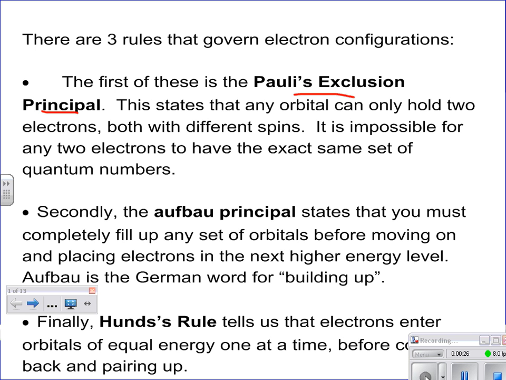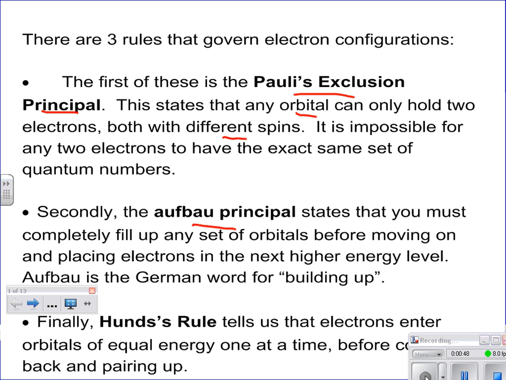But what Pauli's exclusion principle says is that it's not possible for all four of those quantum numbers to be the same for any two electrons within an atom. In other words, each orbital can hold two electrons, but they would have to have opposite spins in order for that to be the case. So that's what Pauli's exclusion principle tells us.